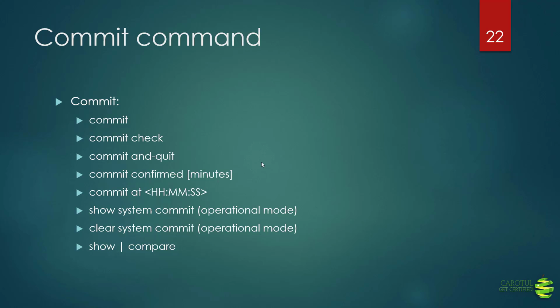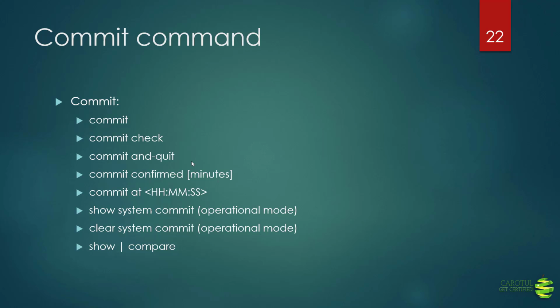But there are many options you have with commit. Of course you can use just commit to save the changes from the candidate configuration to the active configuration. But before committing, maybe you want to check for syntax errors or anything, so you can use commit check. Instead of committing the changes, it will tell you if there are any syntax errors in your configuration. Another very useful command is commit and quit. If you use this, it is going to commit the changes and take you out to the operational mode, the greater than sign mode, right?